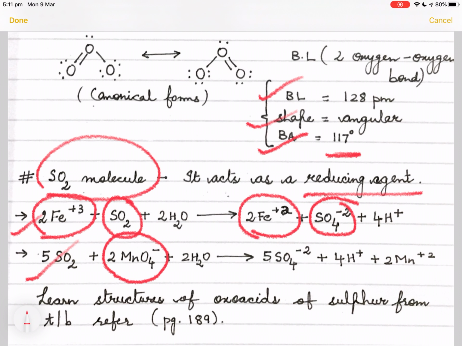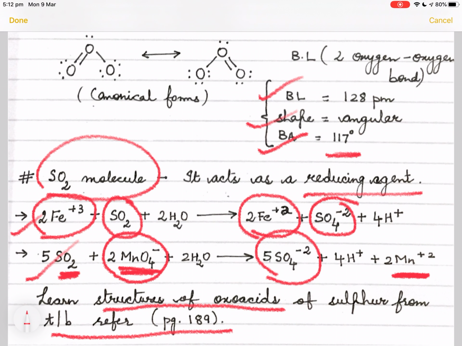Likewise here, MnO4, that is permanganate. You have heard about potassium permanganate? Yes. So MnO4 ions have been taken from potassium permanganate. Again, it shows its reaction with sulfur dioxide. Sulfur dioxide reduces this to manganese ion, Mn plus 2, and itself gets oxidized to sulfate. Please refer to textbook page number 189 and learn all the structures of oxo acids of sulfur, because surely you get a question in the board exam.